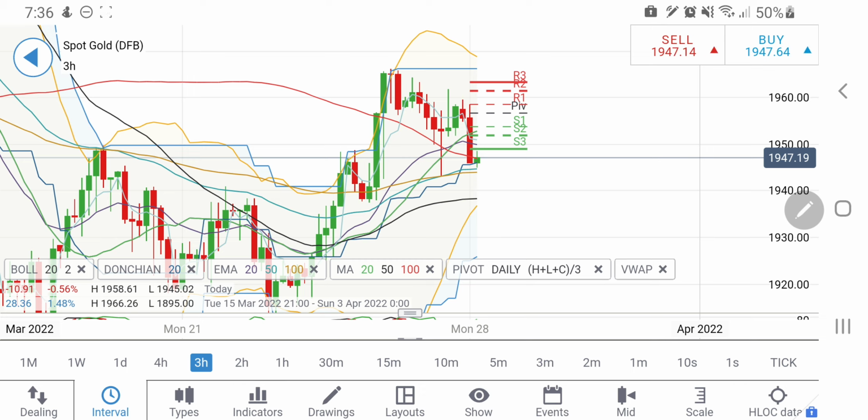So for all your shorts, you can find a good entry once it goes towards 1955, 57 levels, and with a stop loss at 1960, you can trade a short. You can expect it to come down again towards the 1945, 1940 zone. So trade accordingly. I expect that possibly with a little bearishness it may try to trade.